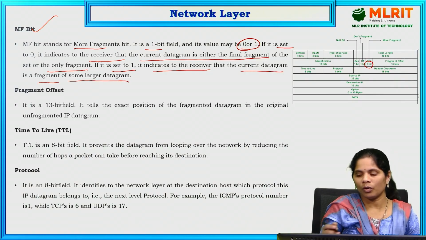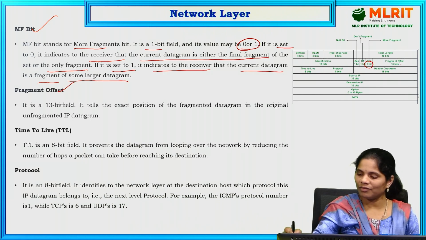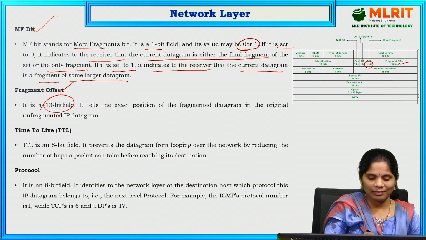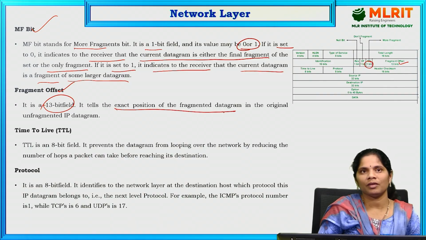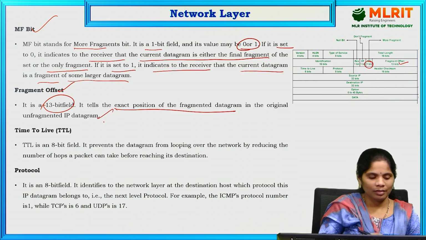We have to know whether it is set to 0 or 1. Coming to fragment offset, it has a total of 13 bits. It tells the exact position of the fragmented datagram, that is, the position of the datagram in the original unfragmented IP datagram. That is about fragment offset.